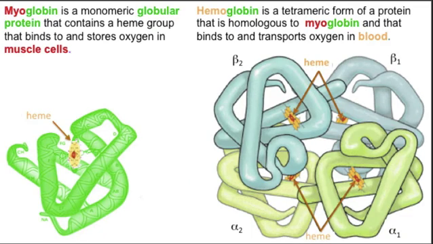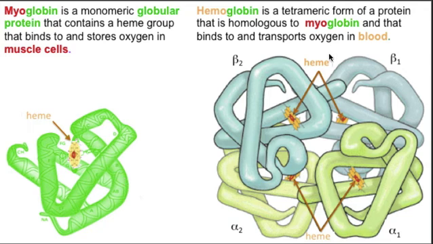In order to understand hemoglobin, I want to look very briefly at its structure. Hemoglobin is a tetramer of globin proteins that are homologous to the monomeric myoglobin. Myoglobin found in muscle, hemoglobin found in blood. And just as myoglobin binds a single heme group, so hemoglobin binds to 4 heme groups. The oxygen will bind specifically to the heme group.